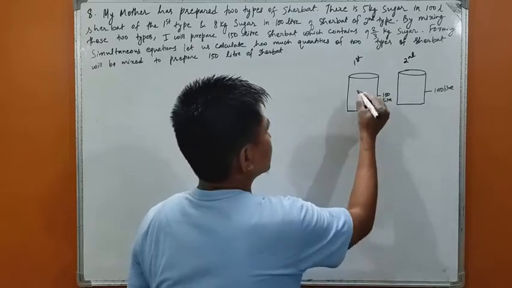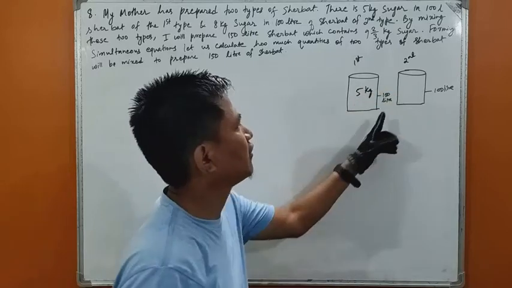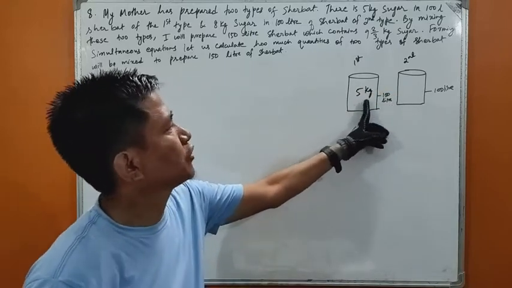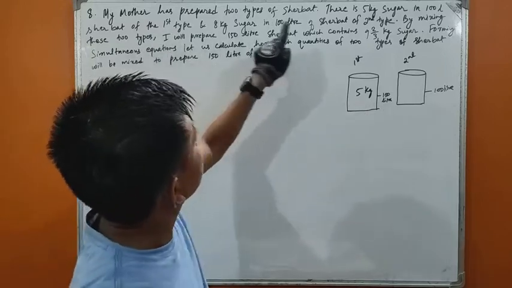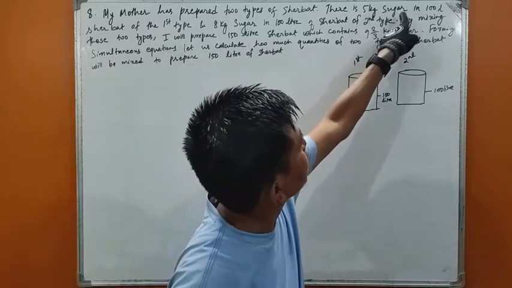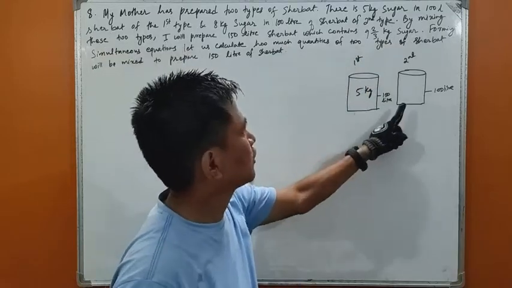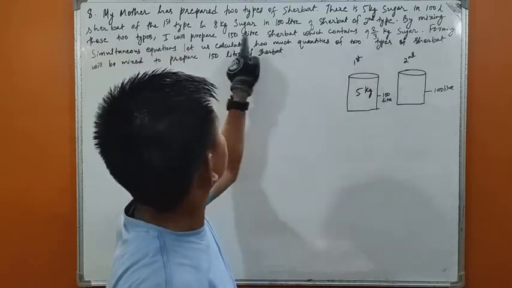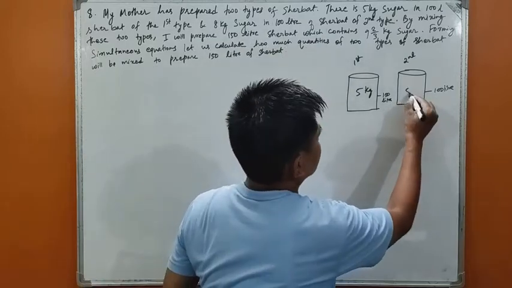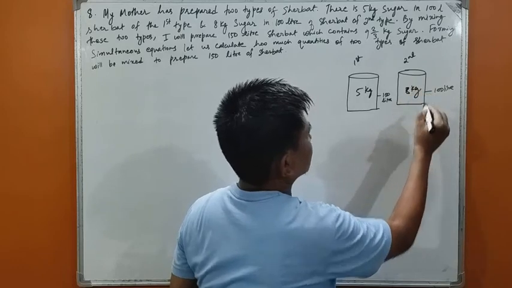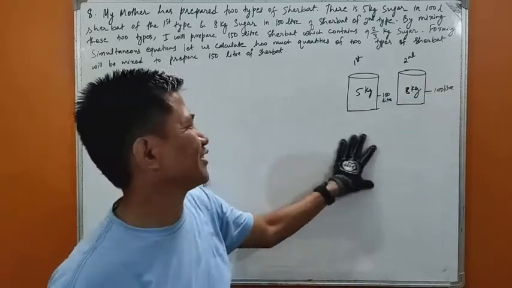Now the first type of sarbat contains 5 kg of sugar in the 100 liters of sarbat. There is 5 kg of sugar in 100 liters of sarbat of the first type, isn't it? So in the second type of sarbat, there is 8 kg of sugar in 100 liters. 5 kg sugar, 8 kg sugar. Okay, I hope you got this.